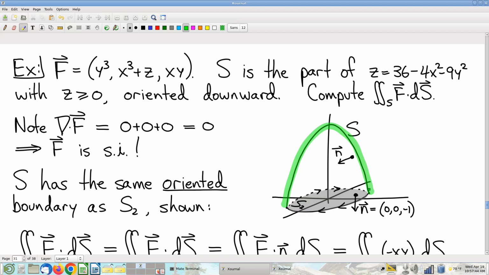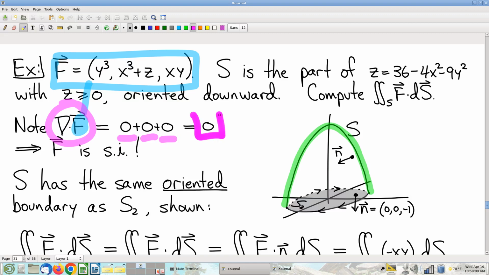So that said, how do we deal with this? Well, my vector field: I can compute the divergence of that vector field effortlessly at a glance. I don't hardly even need to write down the algebra. I can just look and see there's no x's in the first component, no y's in the second component, no z's in the third component. This divergence is not only 0, it's the sum of 3 zeros. It's an easy 0. So the divergence is 0. That tells me that my vector field is surface independent, and now we have a powerful tool at our disposal.